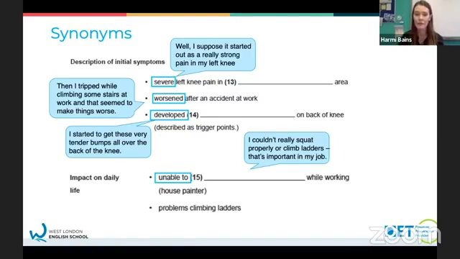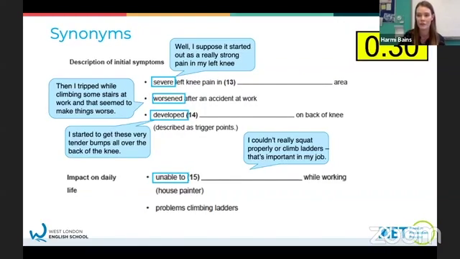I'm going to give all of you 30 seconds, and I want you to try and match these words in the square, severe, worsened, developed, with words that you can see in the transcripts. You can type them into the comment box if you're on Facebook.